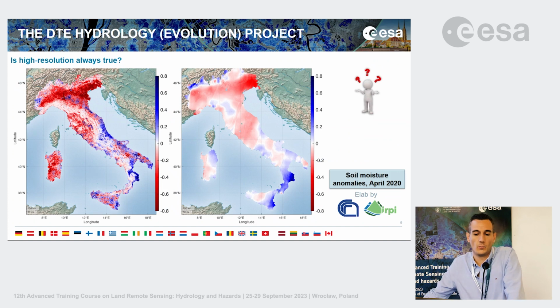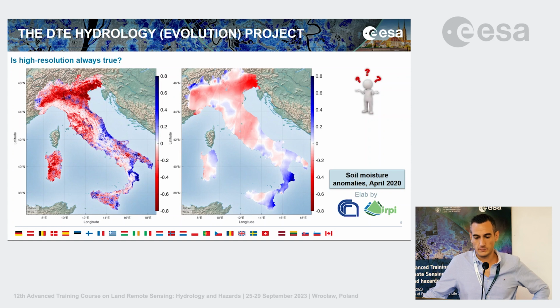Just a quick warning that we should always pay attention to the difference between resolution and sampling, which are pretty different things, because several products out there are claimed to be at 1 kilometer resolution, for instance, but some are just sampled at 1 kilometer, which is not actually the resolution of the information. Here, just as an example, I'm showing soil moisture anomalies for April 2020 over the whole of Italy.